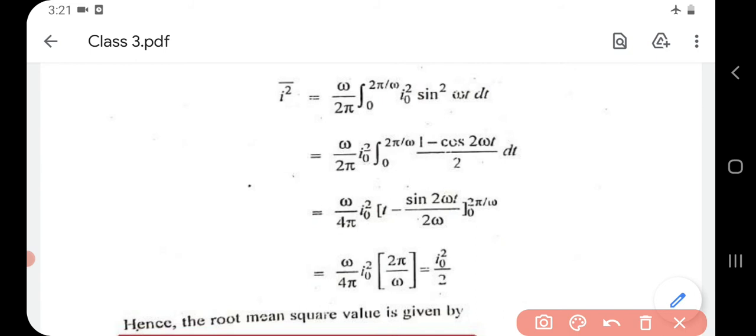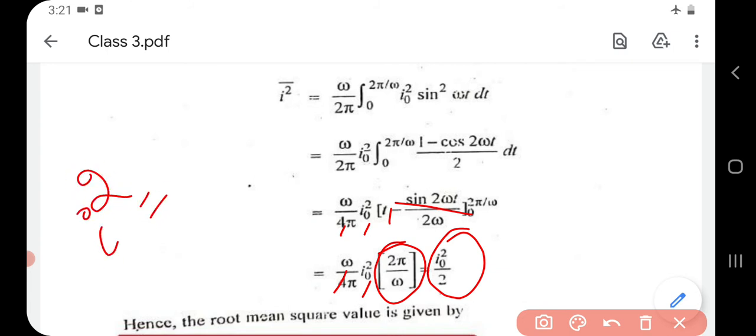So on simplification, omega by 4 pi is kept as such, and I0 square is kept as such. Then instead of this t, you are applying the upper limit 2 pi by omega. When you apply the lower limit, everything will become 0, so it's not there. So finally you will get the mean value of I square over a complete cycle as I0 square by 2. That is the I square value that you obtain.